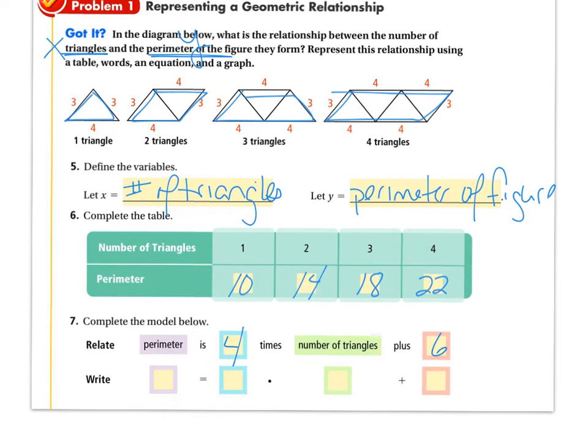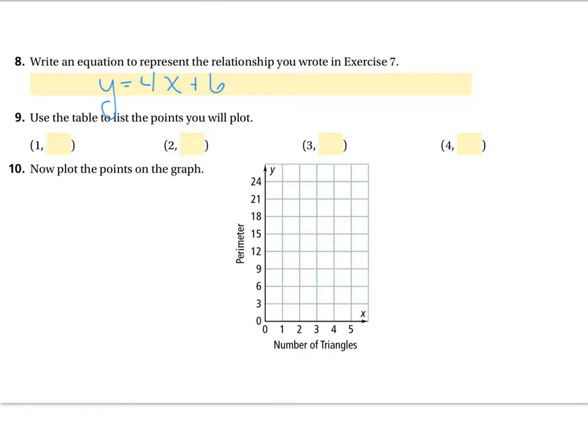So y, the perimeter, remember back up here I told you the perimeter was y, is 4 times the number of triangles, triangles was x, plus 6. So that's our equation. Using the table on the previous slide, you saw that when there was one triangle, we had a perimeter of 10. So we can plot the point 1, 10.